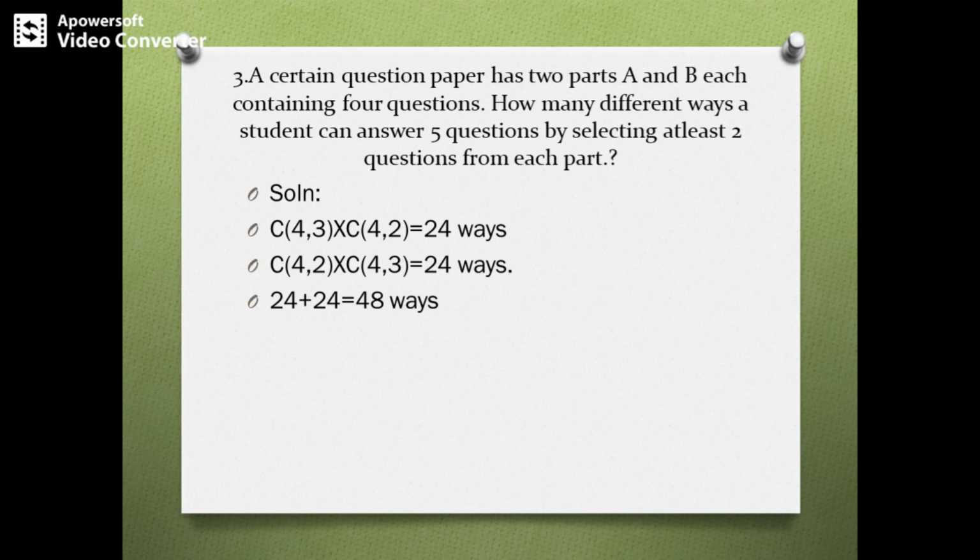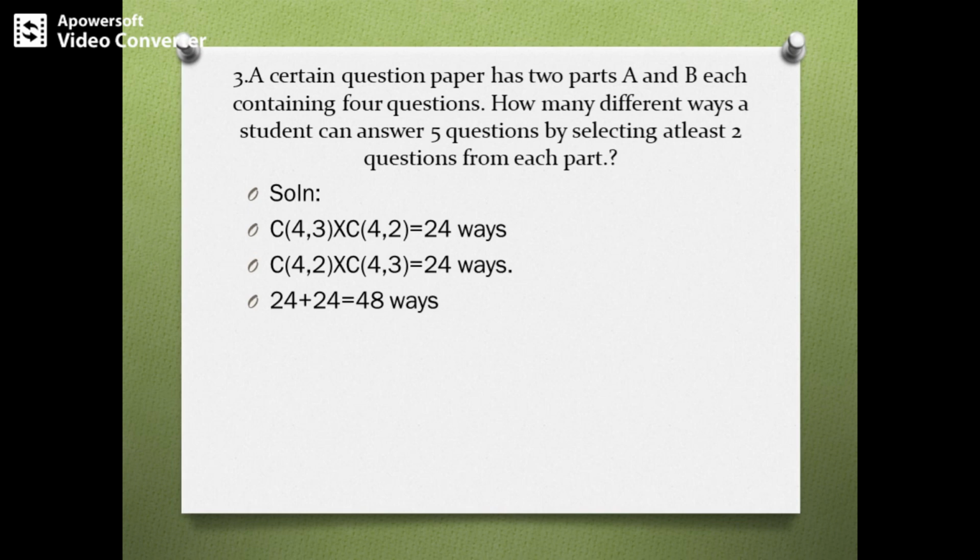We are supposed to select again 2 more questions in order to select totally 5 questions. So in part B, once again there are totally 4 questions, and from these 4 questions we are supposed to select the remaining 2 questions. So this can be done in C(4,2) ways. So totally, the first choice is C(4,3) into C(4,2) ways. This is 24 ways. Now, this is the first possibility.